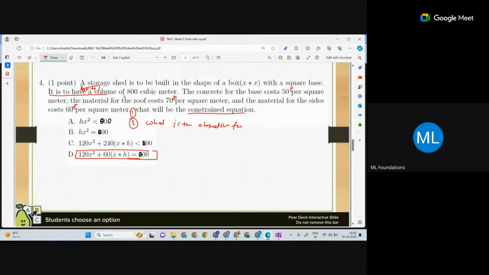Yeah. So the area of the base is given, and we are assuming the height, and the volume is given. Can you show question 5?